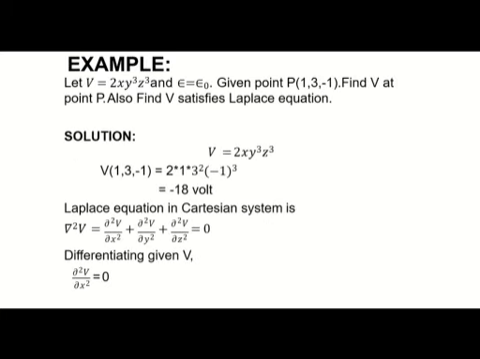Now there is an example. Here potential V is given and epsilon equals epsilon naught, and also at some point P, this is the coordinate of that point P. So here you have to find V at point P. So how to prove it? First of all, V equals this one, the form already given. So if we put the values of x, y, z over here, then we get the value of the potential. So this is minus 18 volt. So if you put the values over here, then you can get these values.